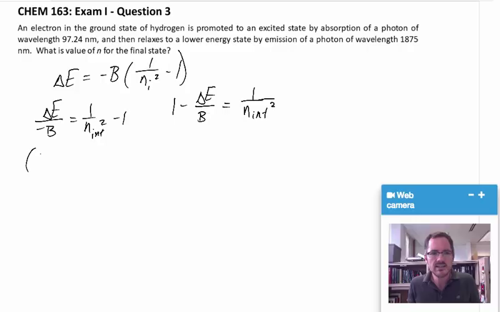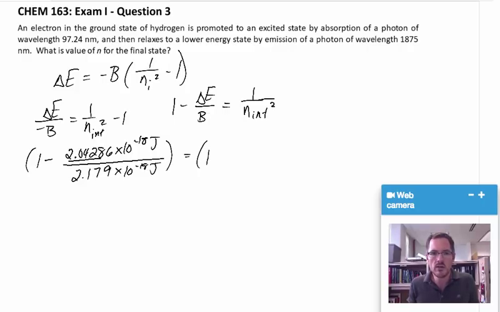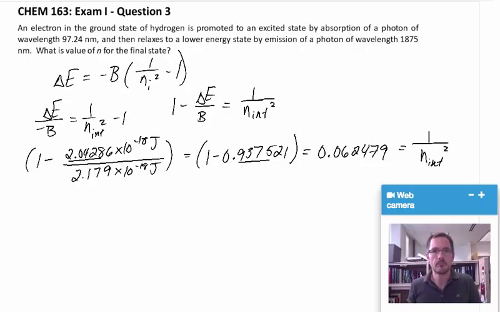Left-hand side is 1 minus the change in energy, which is 2.04286 times 10 to the negative 18 joules to 4 sig figs. And then I'll divide that by the constant b, which is 2.179 times 10 to the negative 18 joules. And I'm going to get a value of 1 minus 0.937521, and that should be to 4 sig figs. So this value here will be 0.062479. And this is equal to 1 over the intermediate quantized level squared.